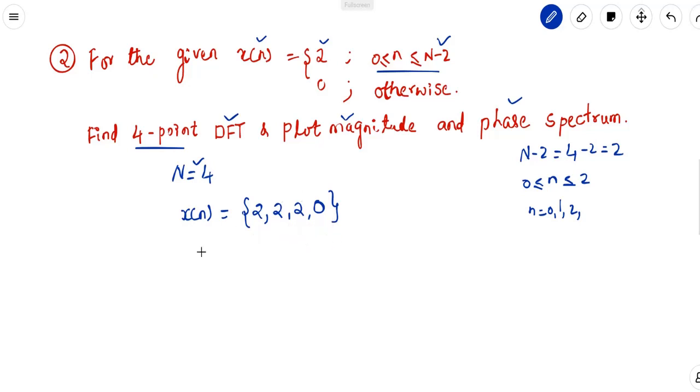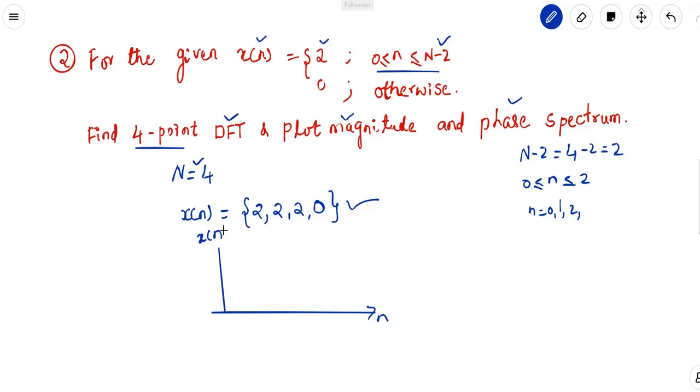Okay, so now with this value we have to start our calculations. That is, we have to first find the DFT. So for the DFT, what is the equation? Before writing the equation, I'll plot this figure. So x of n, this is n, the axis is n. So this is your x of n.